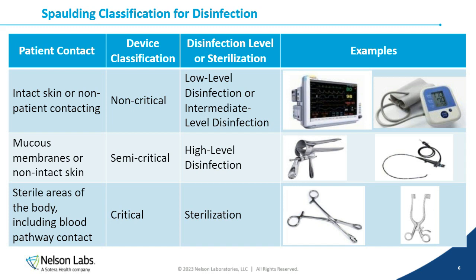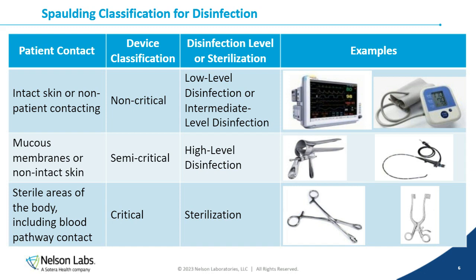So a device that will only contact intact skin or maybe non-patient contacting, that is classified as a non-critical device, and as such requires low-level disinfection or intermediate-level disinfection. Examples of that would be a blood pressure cuff like I have here, or a monitor, a surgical light in maybe an OR room. That would be considered a non-critical device. And really any other piece of capital equipment, carts, IV poles, those are all considered non-critical devices and require either a low-level disinfection or an intermediate-level disinfection.